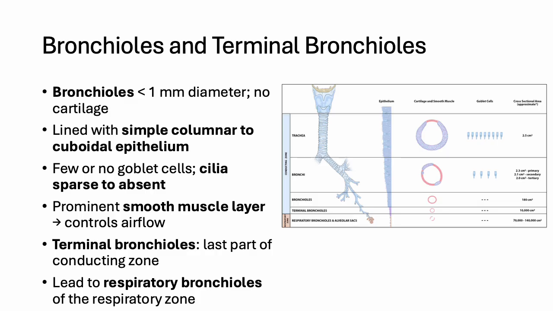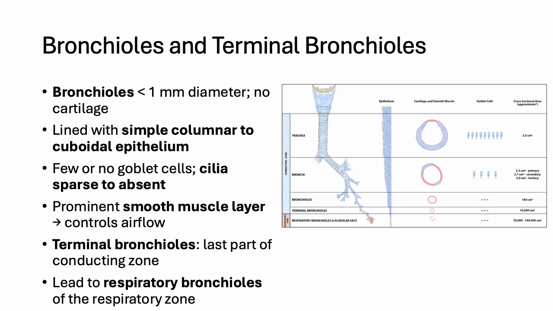Bronchial constriction, or narrowing, reduces airflow and can be triggered by parasympathetic input, allergens, or cold air. Bronchial dilation, which is widening, is promoted by sympathetic stimulation and medications like inhaled beta agonists such as albuterol. At the very end of this branching network are the terminal bronchioles, which represent the final portion of the conducting zone.